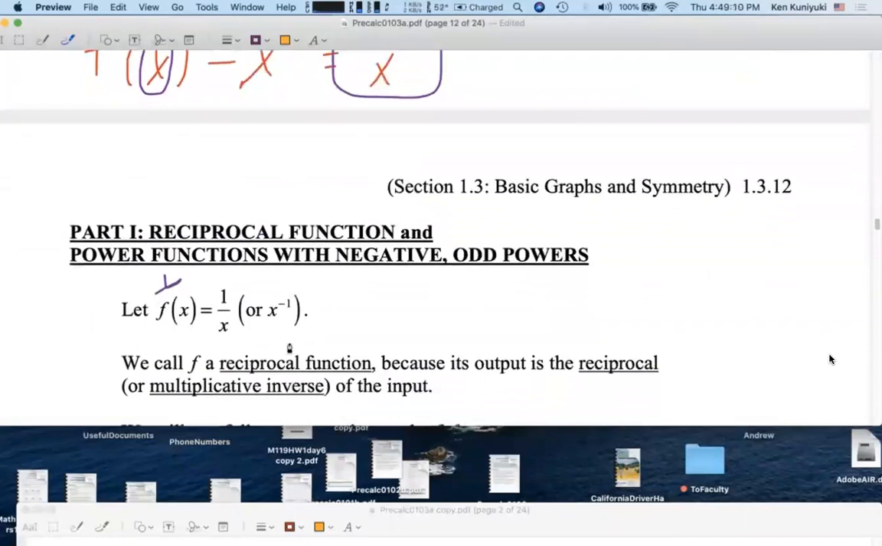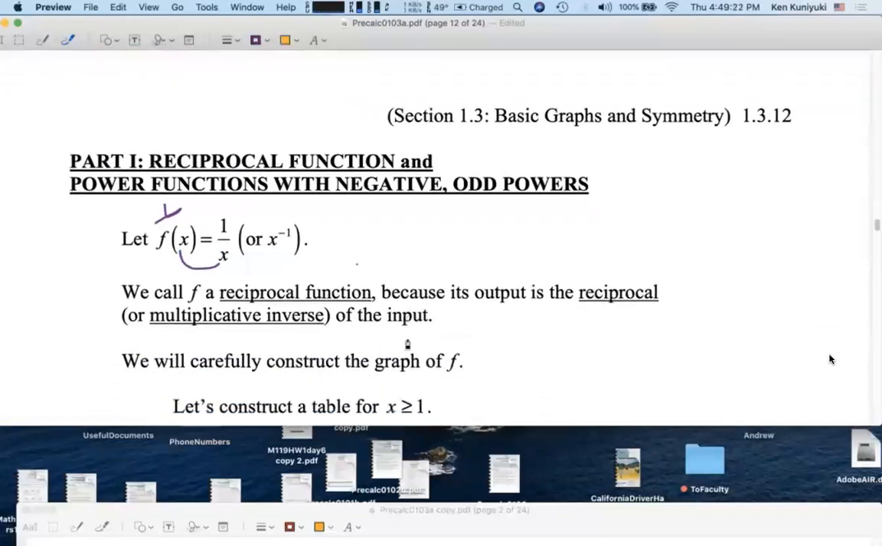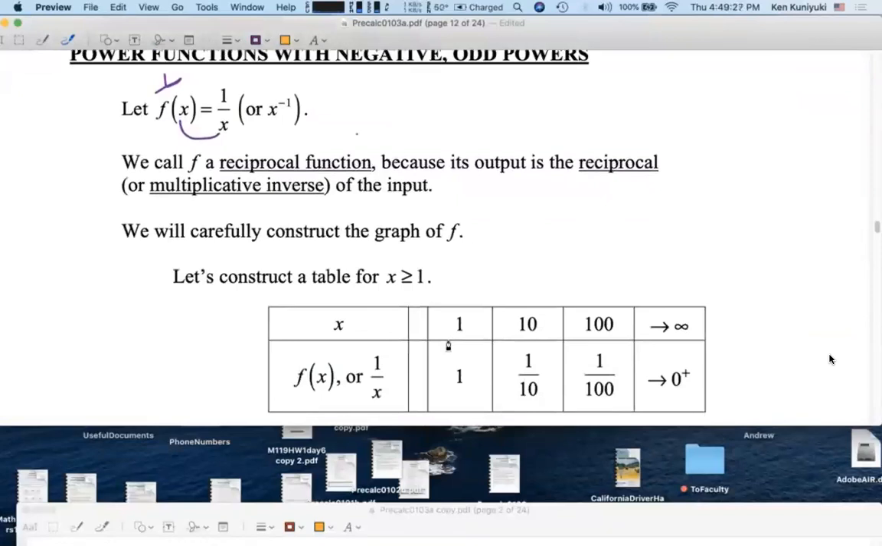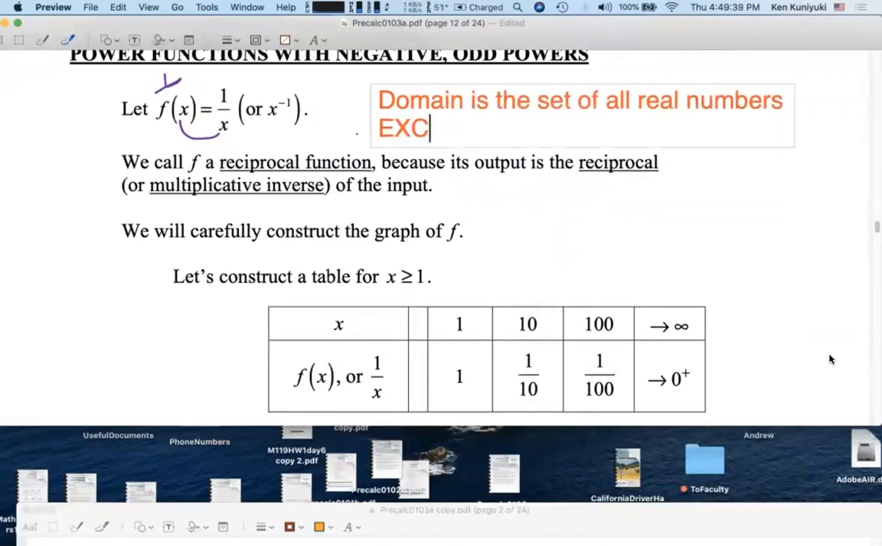Okay. By the way, a reciprocal is also called a multiplicative inverse. When you multiply these together, you get 1, the multiplicative identity. But how do you graph y equals 1 over x? Let's do some point plotting. Now, first of all, what's the domain of this function? We should ask that early on. The domain is the set of all real numbers except what? Except 0. So you plug in 0, it's undefined.